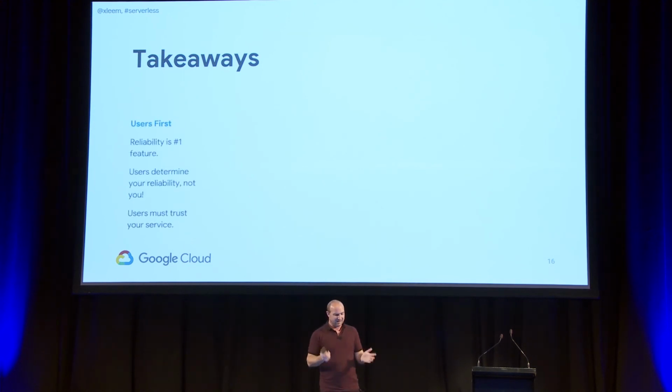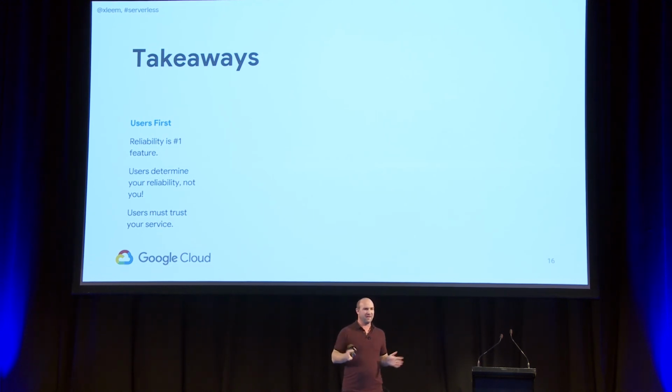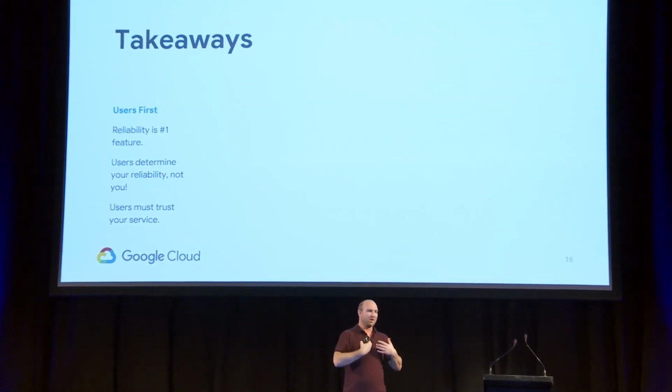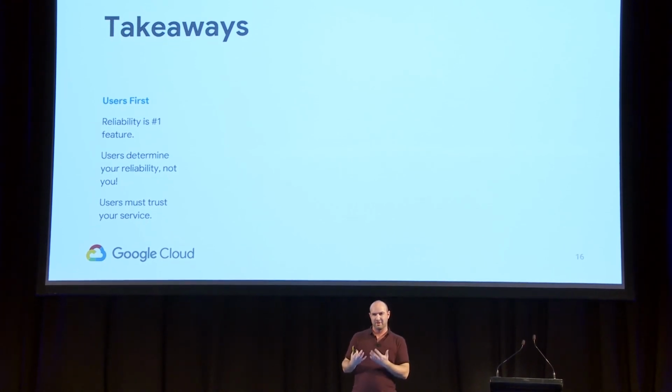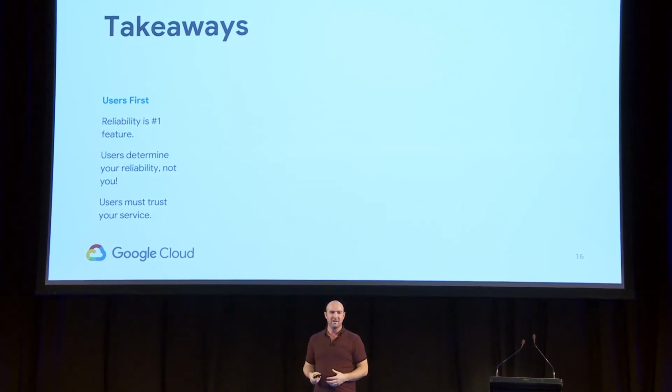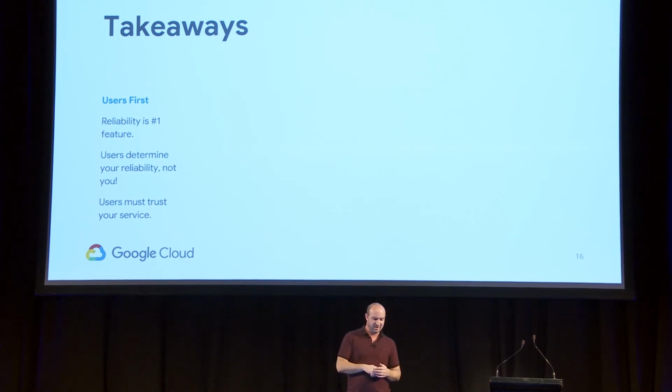So here are the key takeaways. The users are first. Reliability is the #1 feature. That's far more important than any discussion of what is serverless, is it DevOps, is it NoOps, what labels we apply to ourselves, where we focus our time. At the end of the day, it has to come back to what do your users need and how do you keep their trust in the reliability of your service.